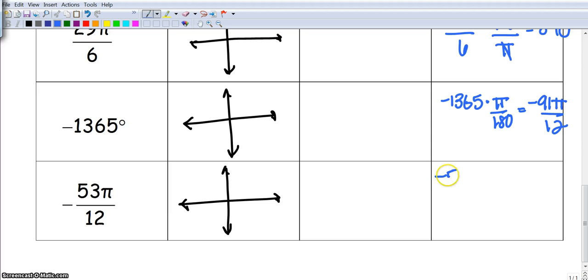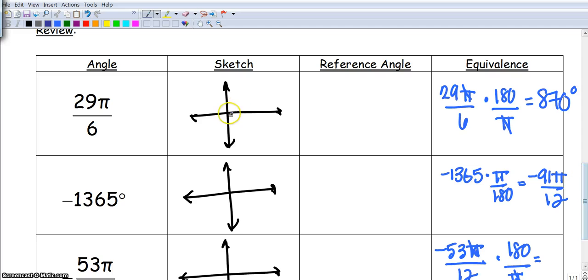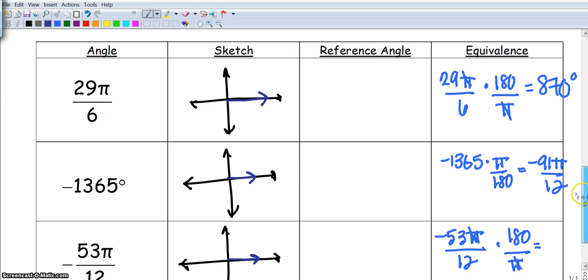And this one, we're in radians. We are going to convert to degrees. So the pi's need to cancel. Pi needs to be on the bottom. Multiply straight across. And you should get negative 795 degrees. Okay, so I'll let you type that in yourself. Let's go ahead and talk about the actual sketches and the reference angles. Okay, so here's where we are beginning, our ray right there.